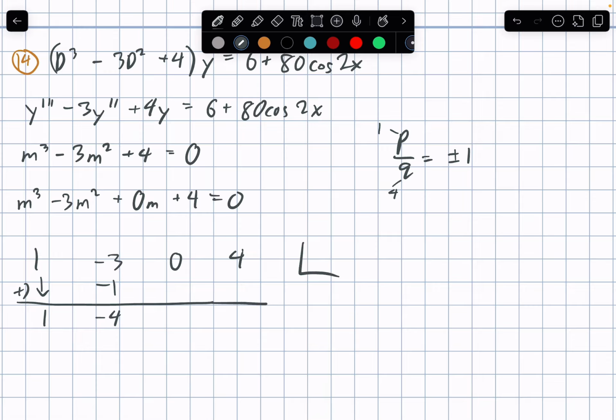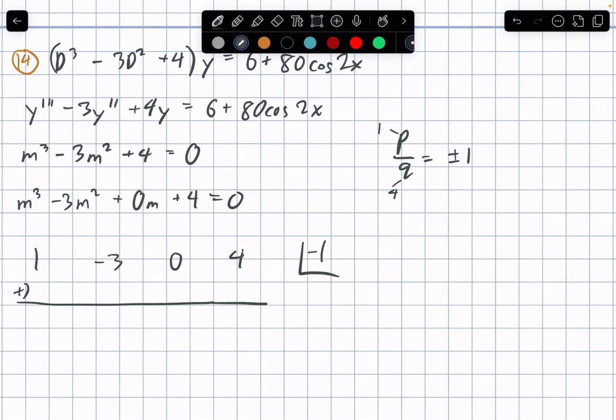And then, again, let's try positive 1. Let's see if it works. Bring down 1. Multiply 1 times 1 is 1. Negative 2. Negative 2 times 1, negative 2. Negative 2, negative 2 times 1. Negative 2, 2. This has to be 0, the number over here. So 1 is not a root.